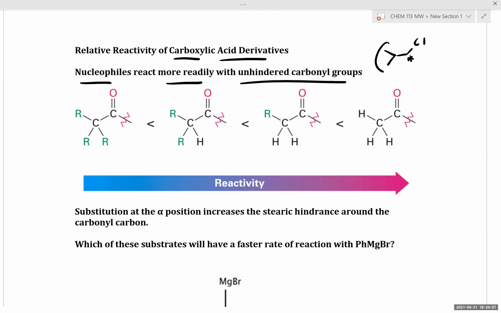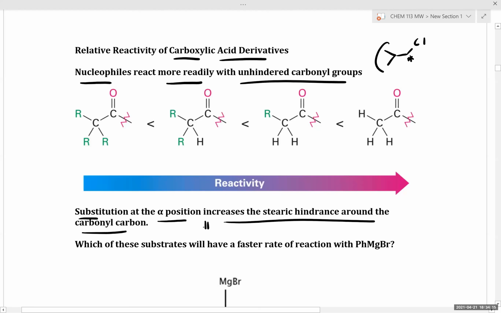Does this make sense to everyone? This idea that substitution at the alpha position increases the steric hindrance around the carbonyl carbon, which in turn leads to a slower reaction. Does this idea make sense to everyone?